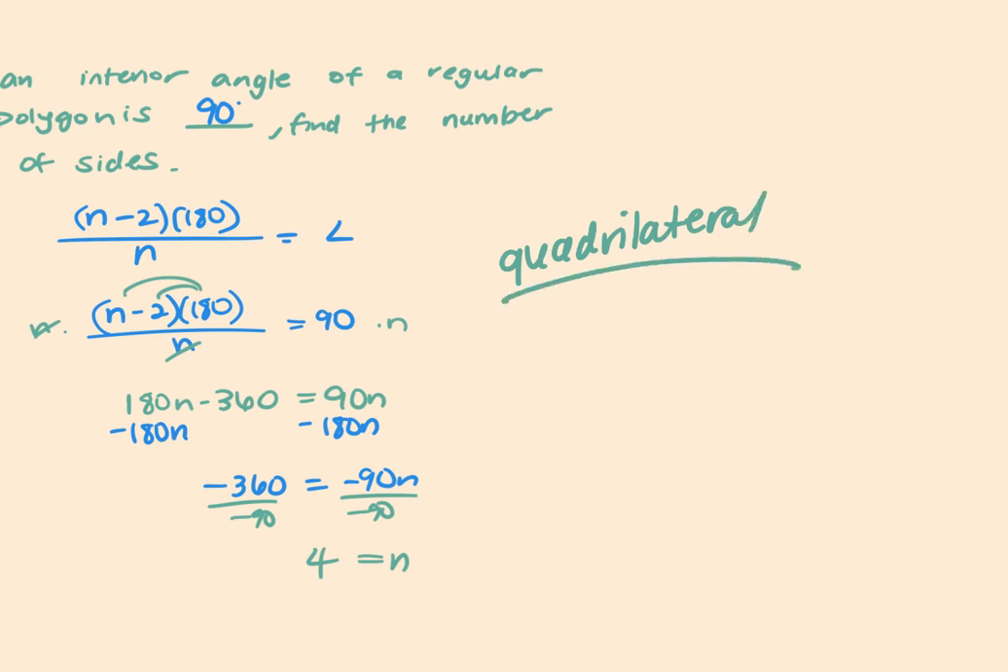If it gives you the number of sides, you just plug in for the n. But if it gives you the angle, you got to set it equal to that. And then you got to work backwards.